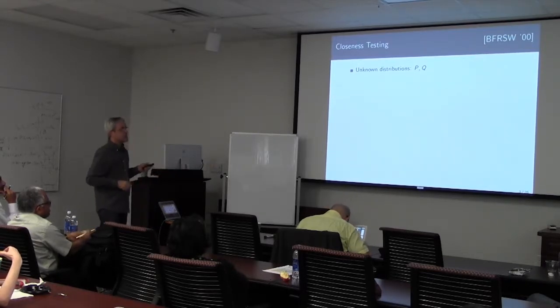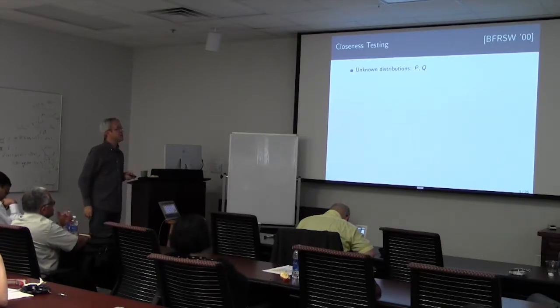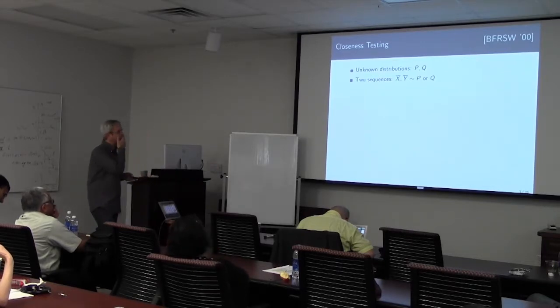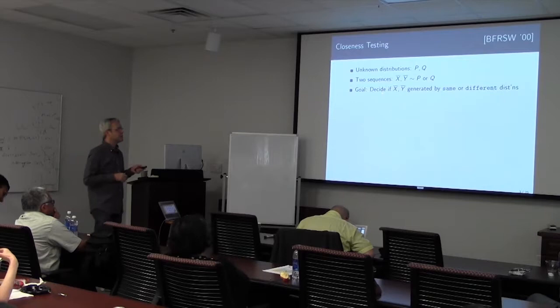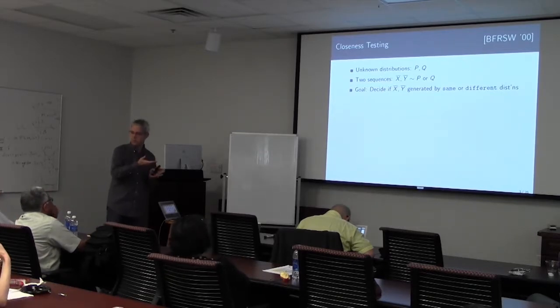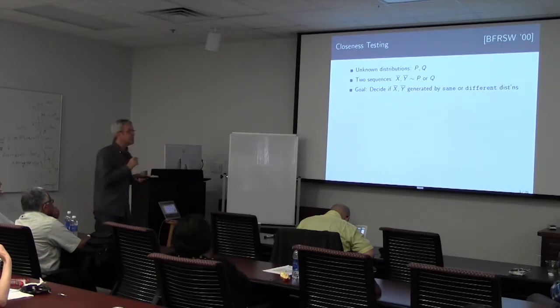And this said it's the same thing. You have two unknown distributions P and Q, and you have two sequences X and Y that are distributed according to either P or Q, each of them according to P or Q. And your goal is to decide if the two sequences were generated by the same or by different distributions. Both of them by P, both of them by Q, or one by P and one by Q.